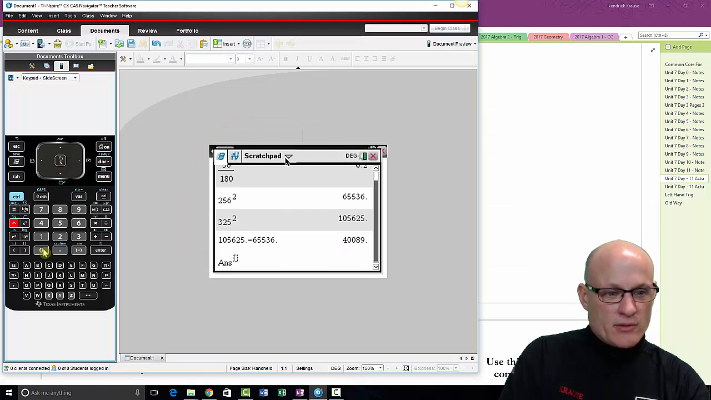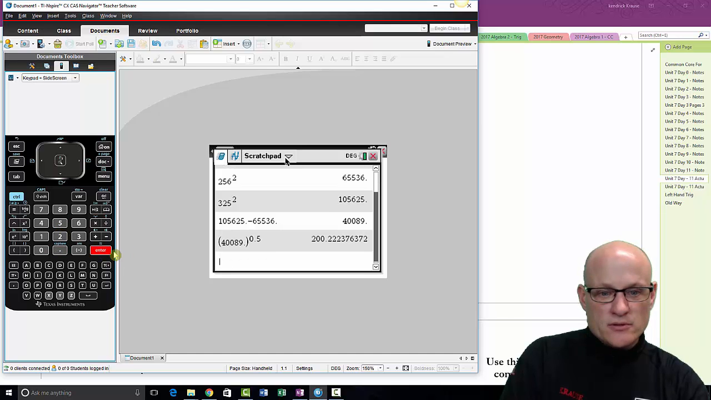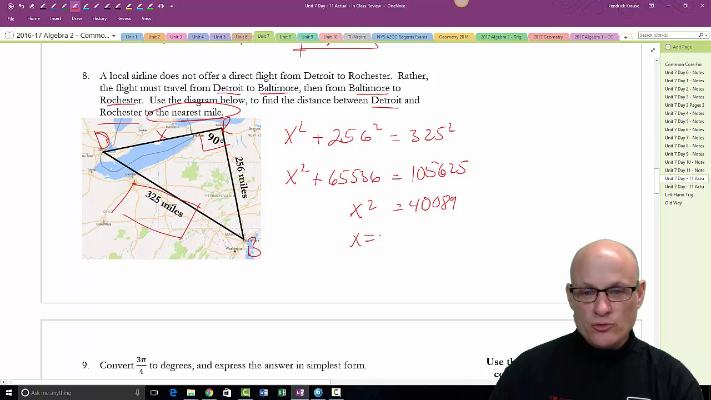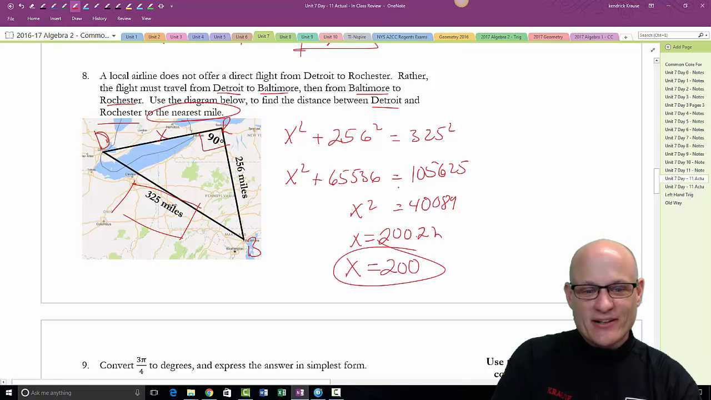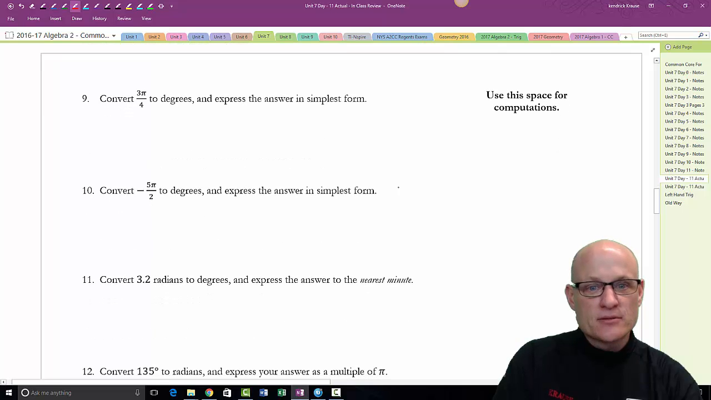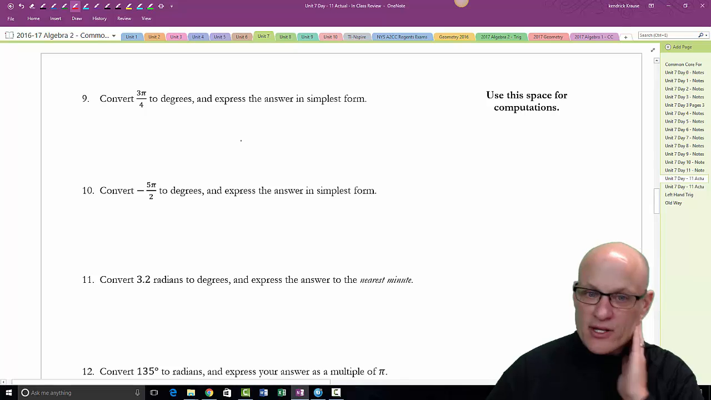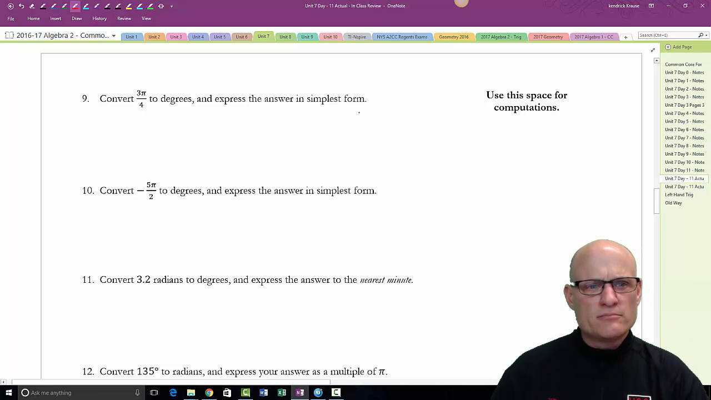You guys may not like this. I'm just going to take the square root of it, which is really just the 1/2 power, and I get 200.22. So x rounded to the nearest mile, x equals 200. That's it, kids. Pythagorean theorem. It couldn't get any easier than that. Next: convert 3 pi over 4 to degrees and express the answer in simplest form.